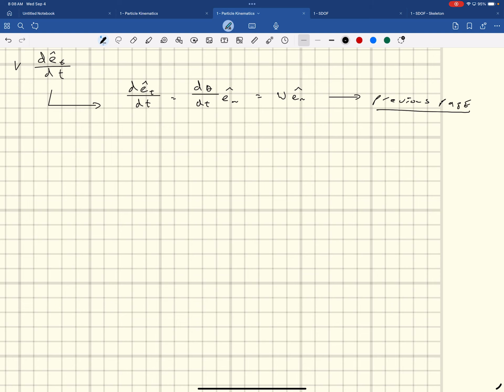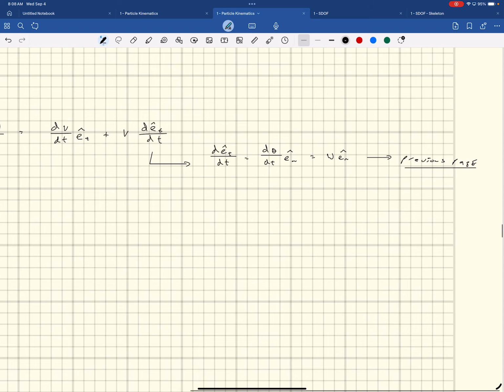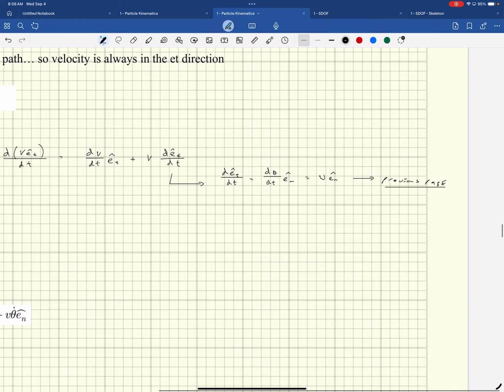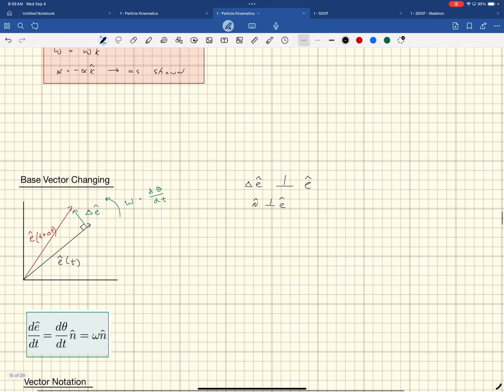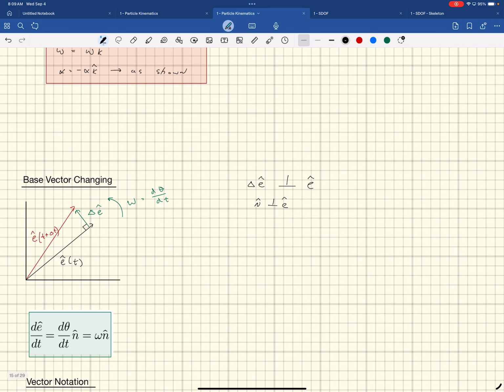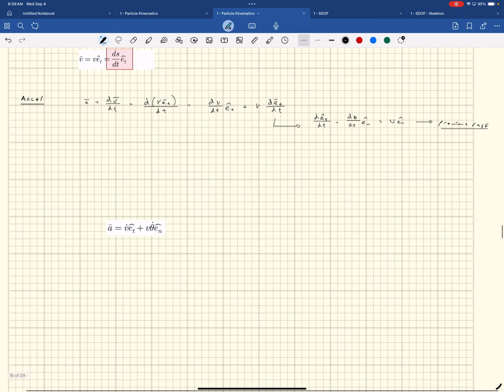Right. I told you this was coming. If we go back up here, just the page before, we had this little discussion. There's a whole section in the book about this. It's just saying, if I have a base vector that's changing, which is rotating with an omega, we could say that how it's changing is going to be d theta dt in the n direction. So it's normal, d theta dt in the normal direction. And in our coordinate system, the normal direction is going to be the EN direction, right?